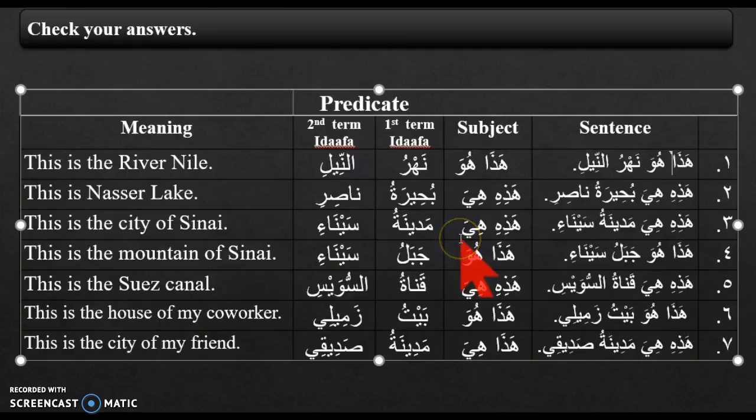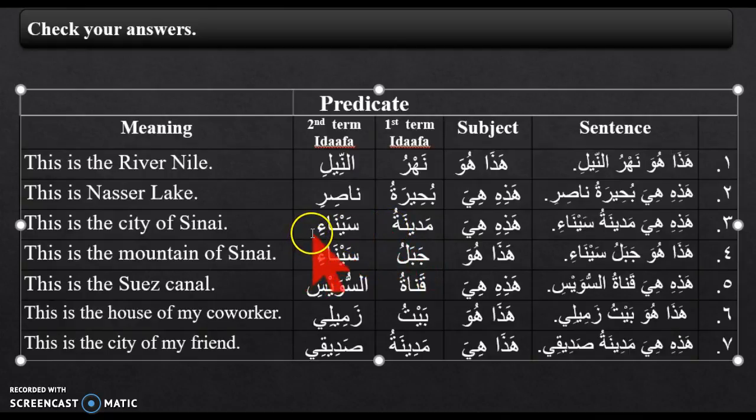رقم 3. هذه هي مدينة سيناء. هذه هي is the subject of the sentence. مدينة, the first term of إضافة. سيناء, the second term of إضافة. مدينة سيناء together are the predicate of the sentence. The first noun in إضافة carries whatever its part of speech requires. It means if it's a predicate, it will carry dhamma. If it's an object of a preposition, it would carry kasra. Here it's a predicate, so it carries dhamma.